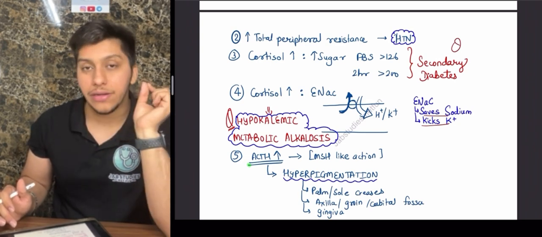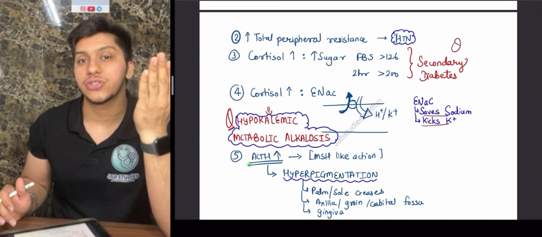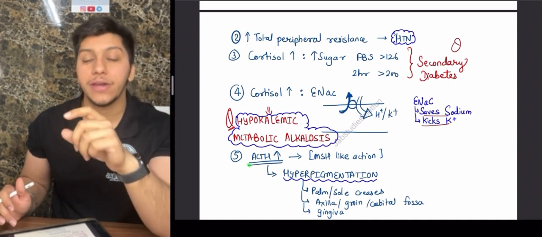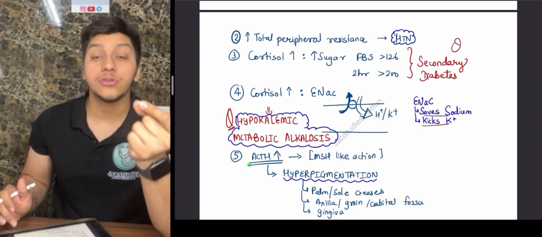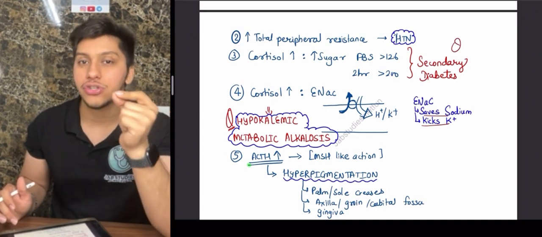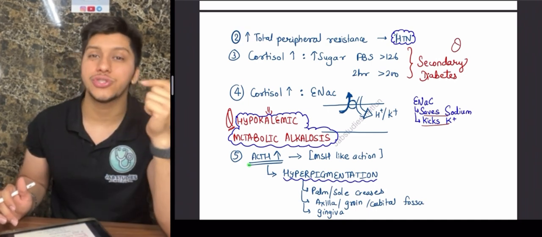As I told you, cortisol is responsible. If there is too much cortisol, there will be too much sugar. That is why people with Cushing syndrome will suffer from secondary diabetes. Cortisol is also responsible for activation of ENaC channels, the ones on which aldosterone also acts.